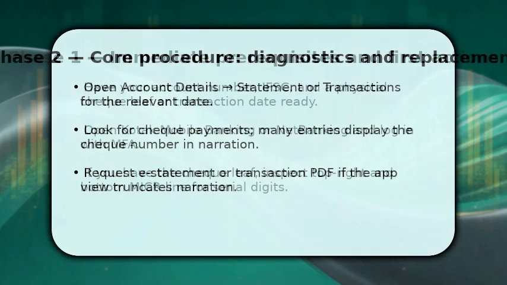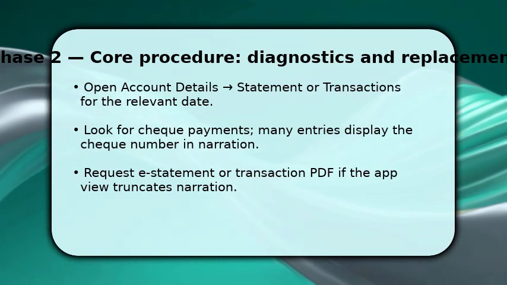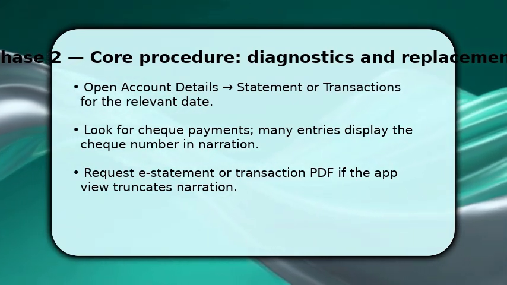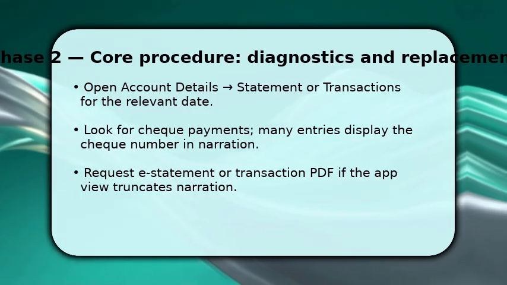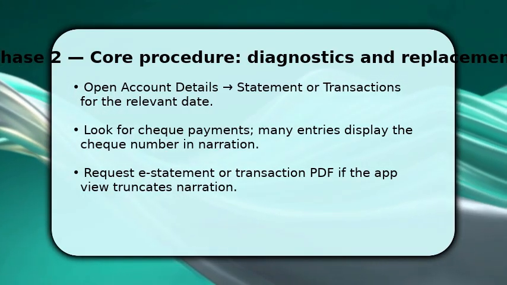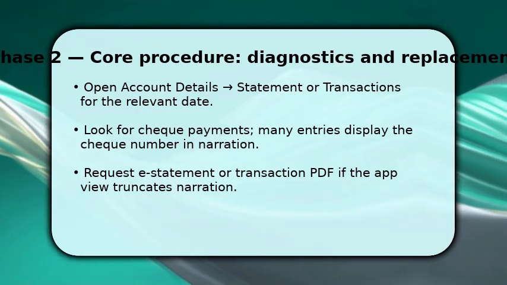Once done with login, navigate to Account Details and open the statement for the date when the check was issued or cleared. Look through transactions. Check debits usually include the check number in the narration field. This is how digital records reveal the number when the leaf is missing.